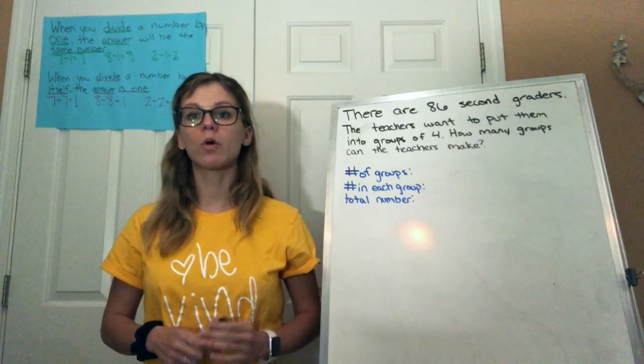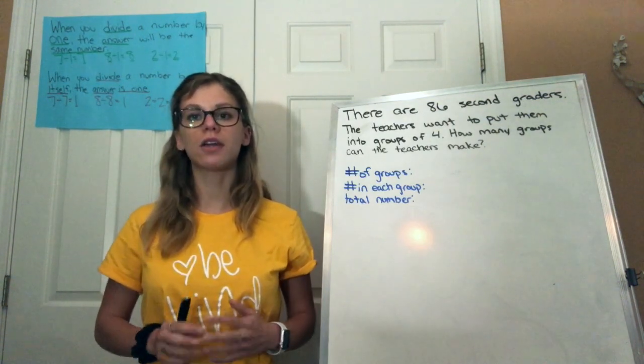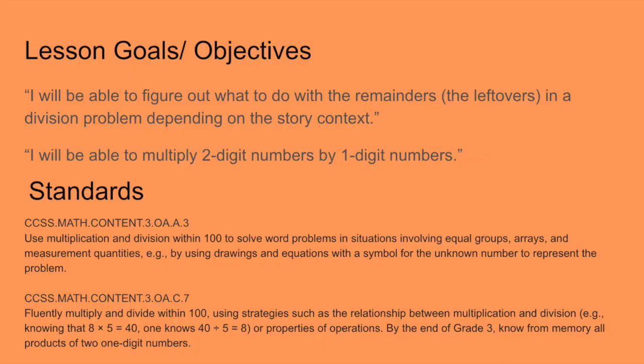So what I'm going to do now is pull up our lesson goals and objectives and our standards for today's video. Our goals and objectives for today are that I will be able to figure out what to do with the remainders or the leftovers in a division problem depending on the story context. That means depending on what the story is asking you to do, you're able to figure out what I should be doing with the parts that are left over or remain. And also I will be able to multiply two-digit numbers by one-digit numbers. And if you look below, that's what our standards are for today's video.